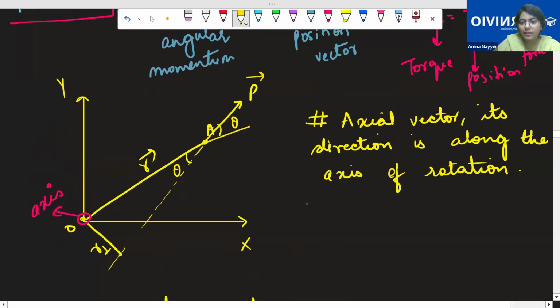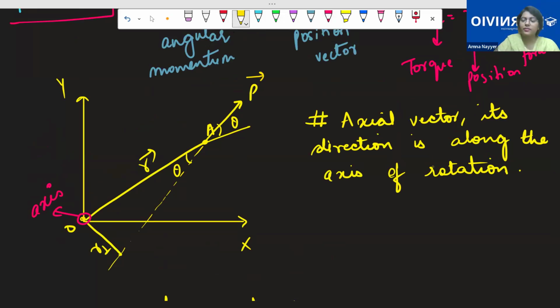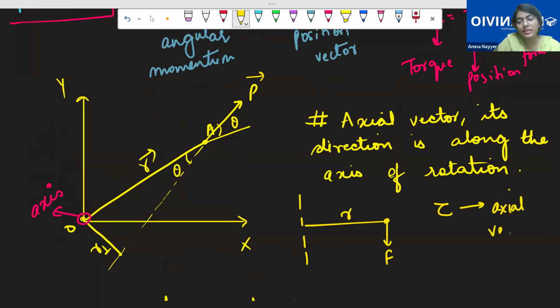So what is angular momentum? It's an axial vector. Two kinds of vectors are there. Axial vectors are those vectors that are basically along the axis of rotation. Like if I have my axis of rotation here and some force is being applied here, I get torque, which is again an axial vector. So when I talk about axial vectors, they act only in rotation. Got it?